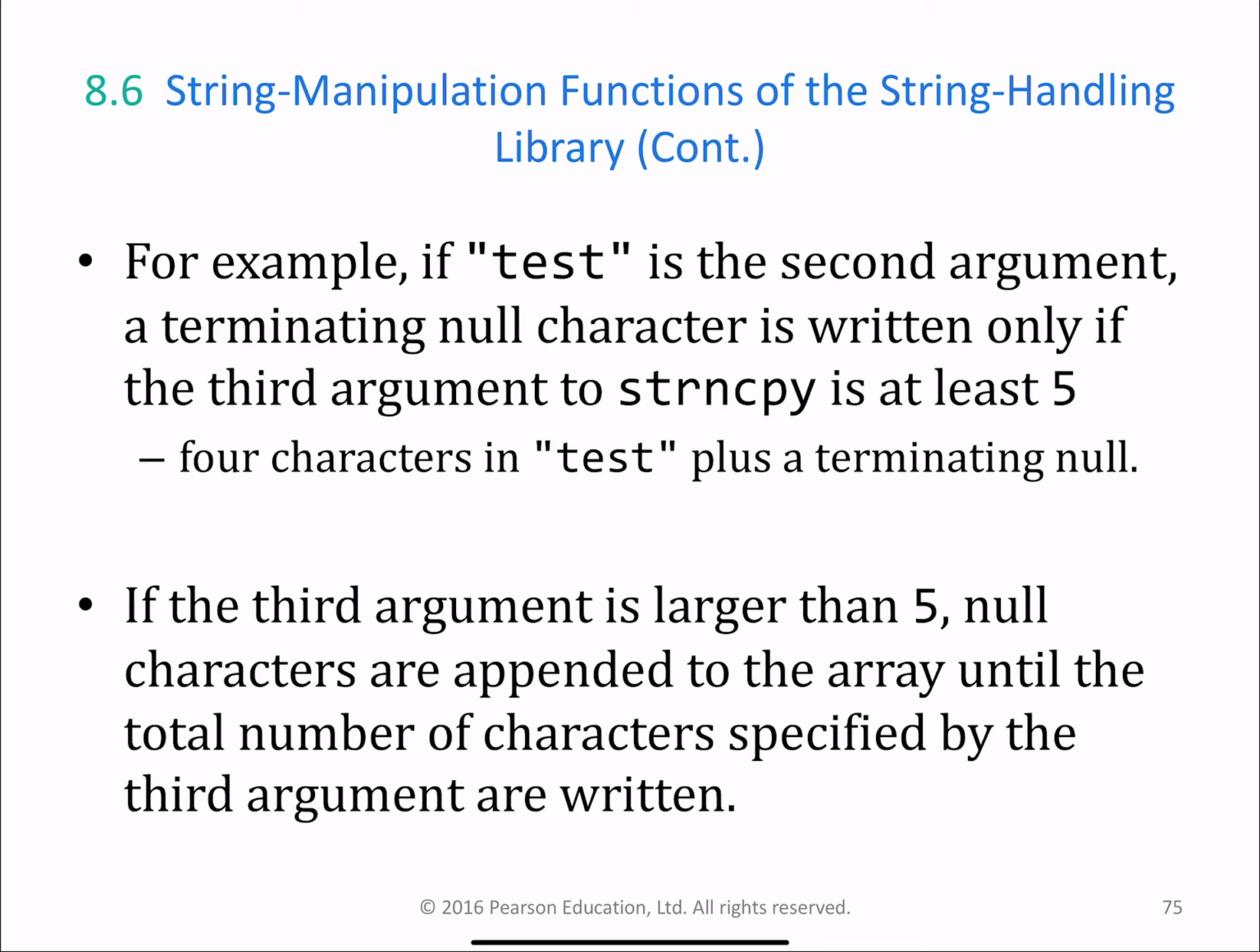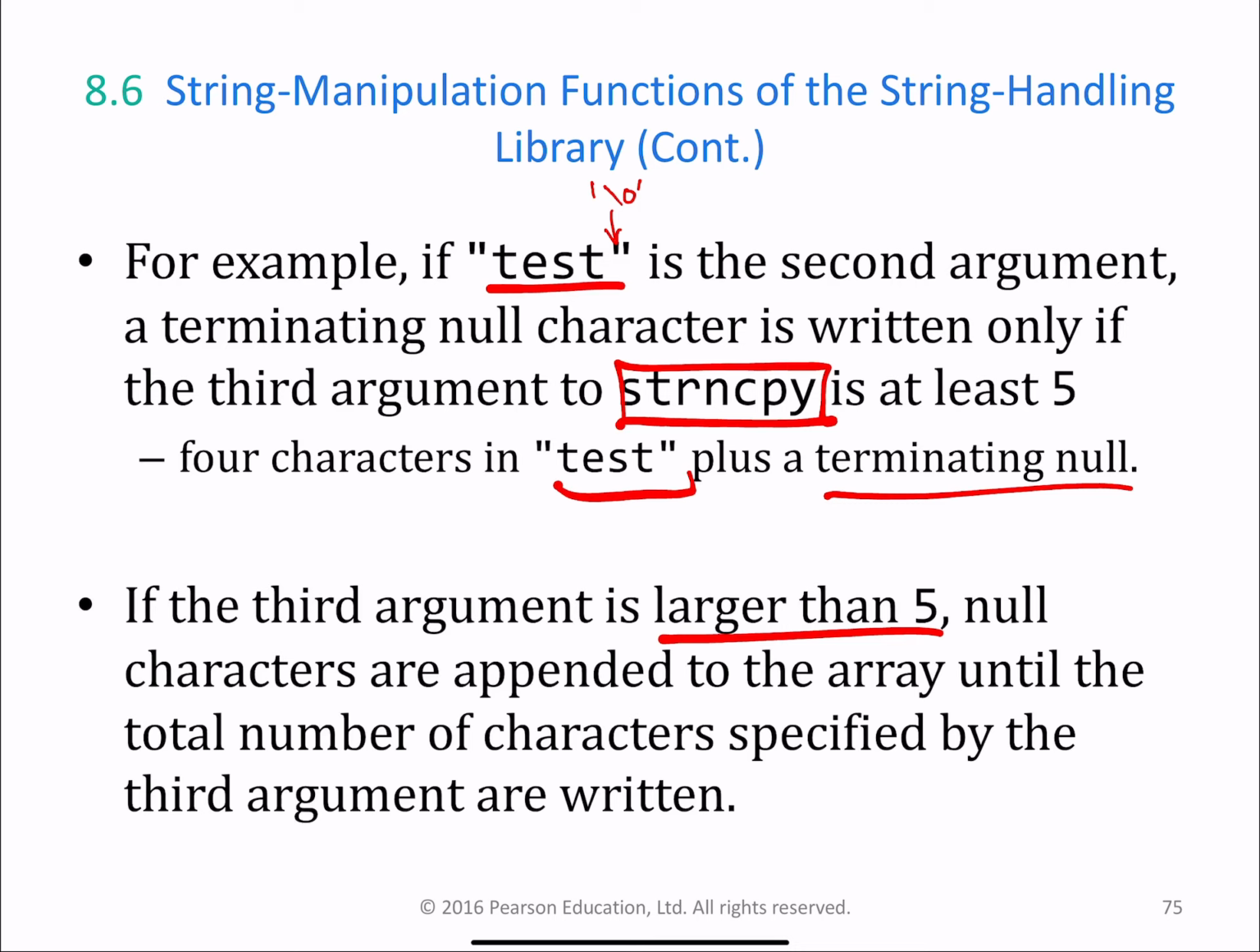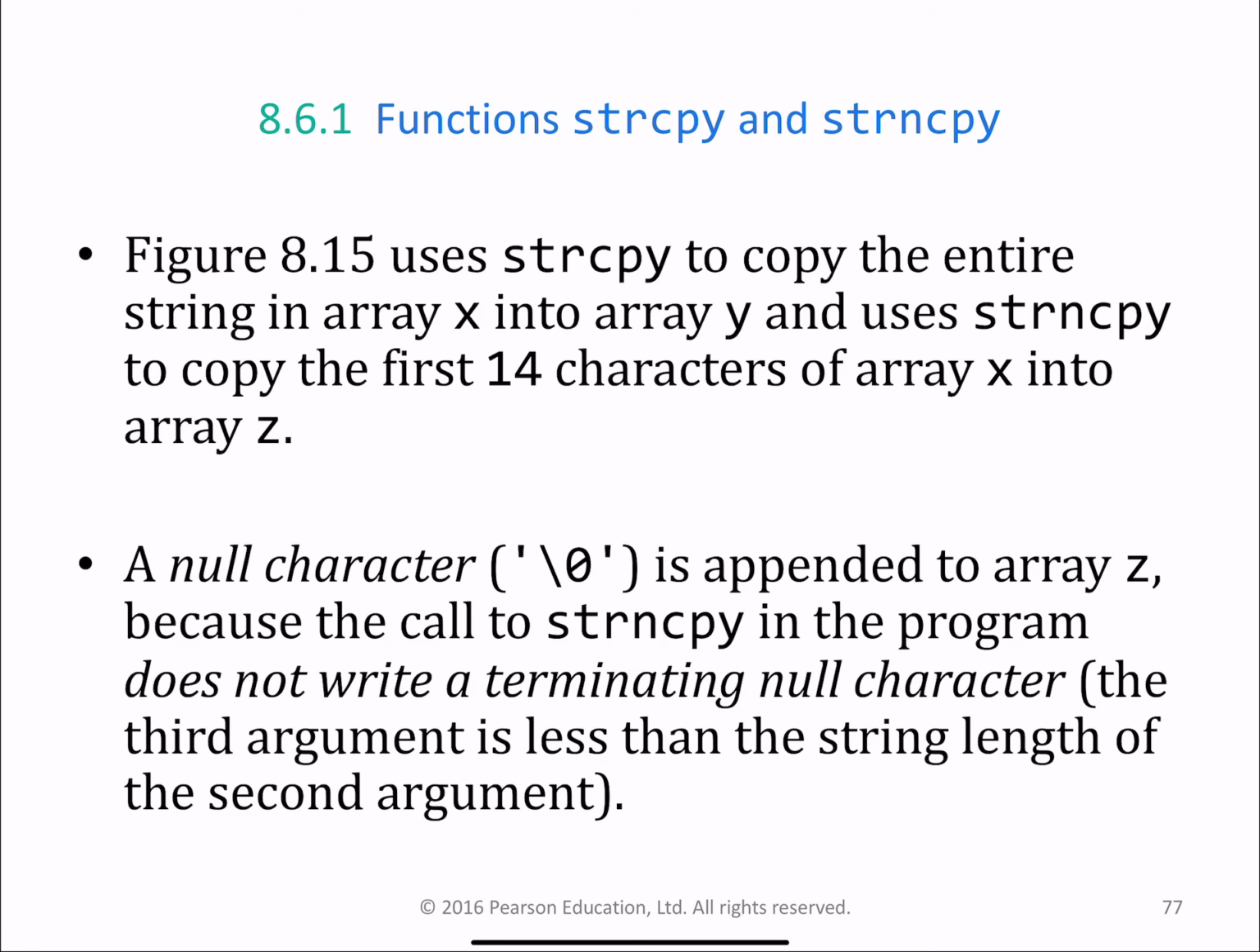So for example, if you have a string test with 4 letters, then the 5th letter, as you by now know, is the terminating null character. So test really requires 5 characters, including the terminating null character. Now, if the third argument in the string ncopy function is larger than 5, the null character gets appended. Otherwise, you'll have to take care of that yourself. And we'll do that in our example.